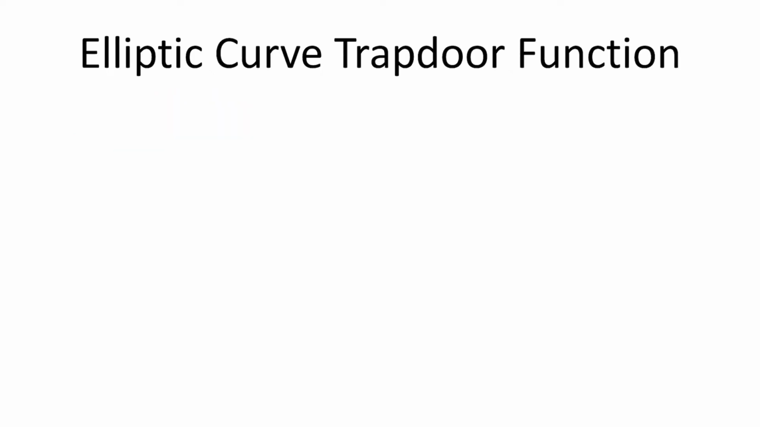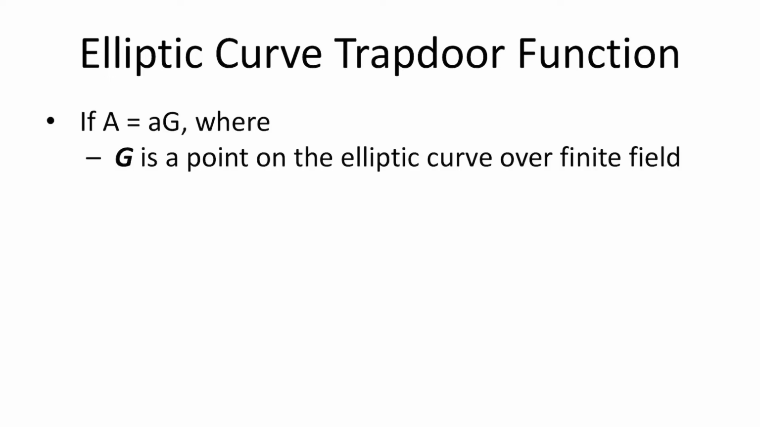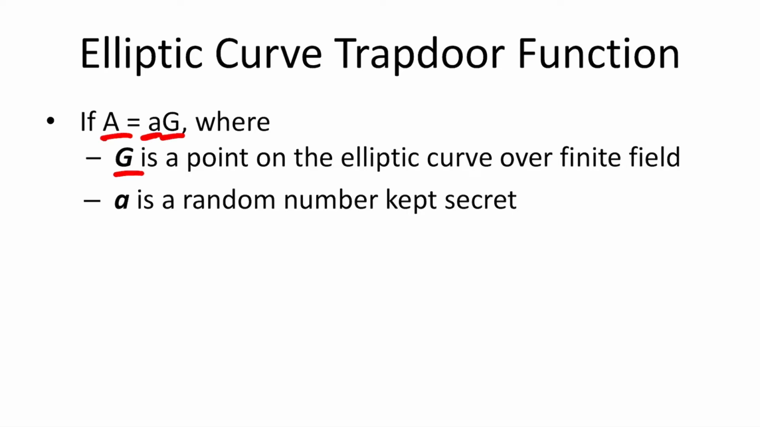Okay, so now that we know how point addition works in elliptic curve cryptography, let's understand the trapdoor function in elliptic curve cryptography, as it leverages this concept. The trapdoor function here says that we calculate the point capital A by multiplying small a and capital G, where capital G is a point on the elliptic curve over a finite field. This is also the generator point, and small a is a random number that is kept secret.